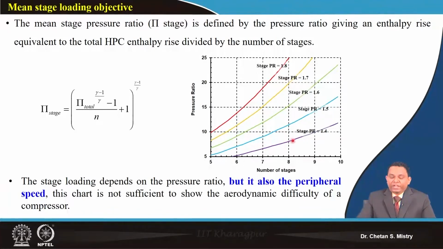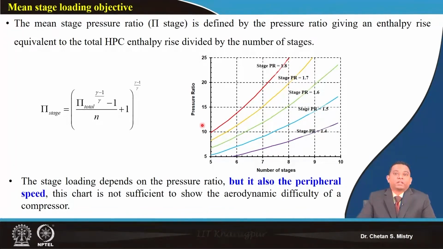When we select on the lower side for a particular pressure ratio, suppose I am expecting my pressure ratio to be 10, and if we select a stage pressure ratio of 1.4, we are looking at 9 stages. If I increase that to 1.6, maybe we are looking at 6 stages. So this gives a rough estimation.